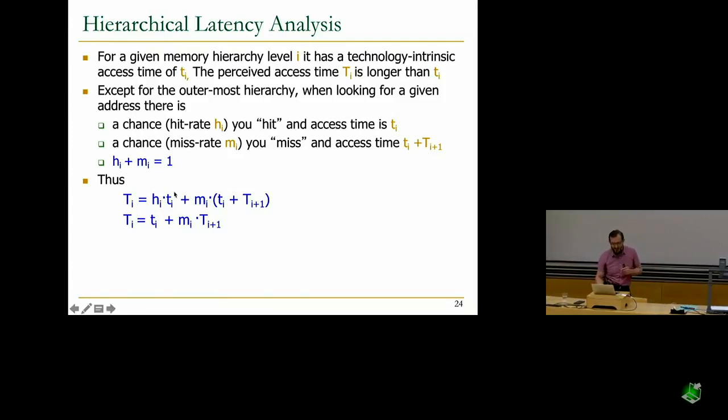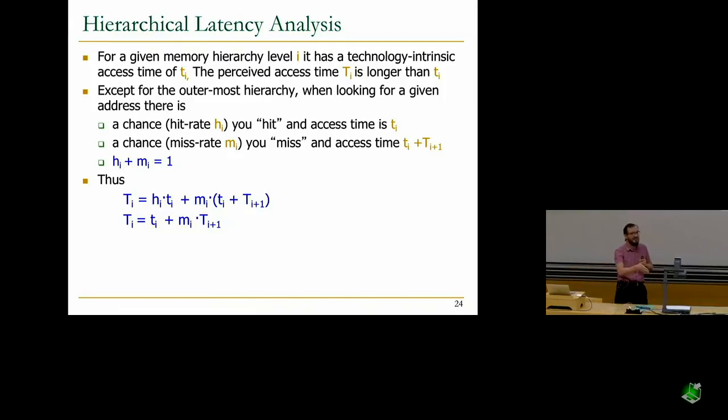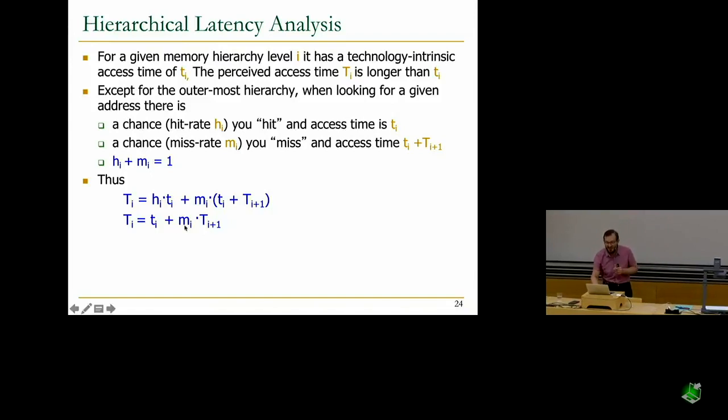Or you can express it by simplifying this. It's essentially the time to access this level plus miss rate times the perceived time to access the next level. This is actually an easier way of thinking about it. For whatever access, you always pay the cost of t_i because you need to access the cache and get the hit-miss signal saying you hit in the cache or you missed. And if you missed, you pay some additional penalty. This is called the miss penalty, which is the hierarchical latency to access the remaining levels. And you can see that this is a hierarchical equation.